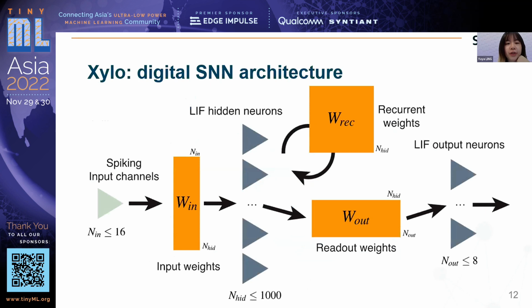So far we introduced the AFE, and Xylo Audio has another important part, which is the Xylo chip. This is the digital SNN architecture in the Xylo processor. It's a reconfigurable device able to implement networks with up to 16 input channels, 1,000 hidden neurons, and 8 output neurons. The 16 input channels correspond to the 16 output channels of the AFE. We can flexibly implement feed-forward or recurrent network structures in the Xylo chip, and the hidden neurons implement the LIF neuron model.